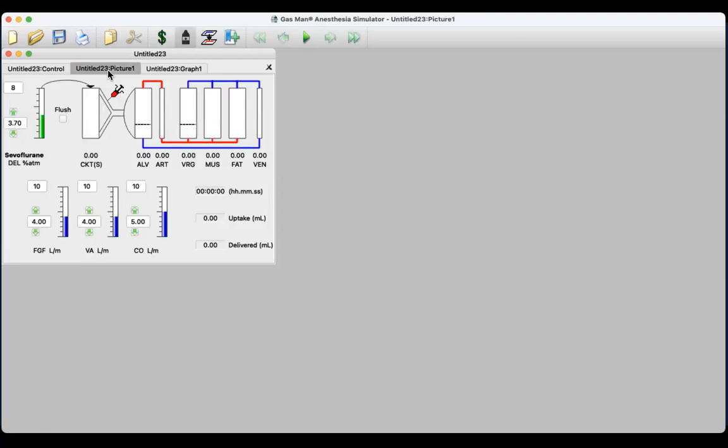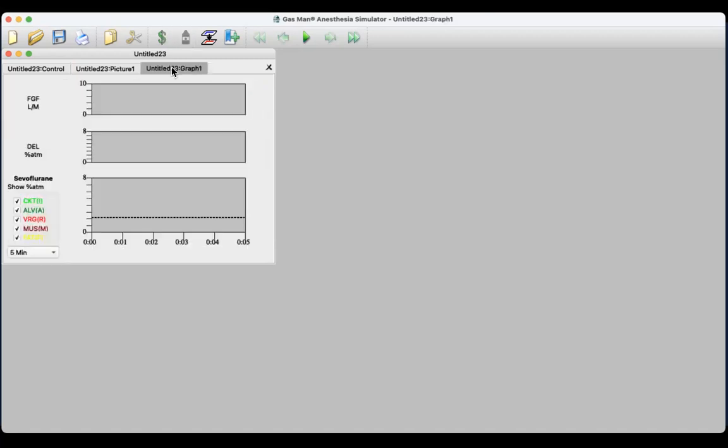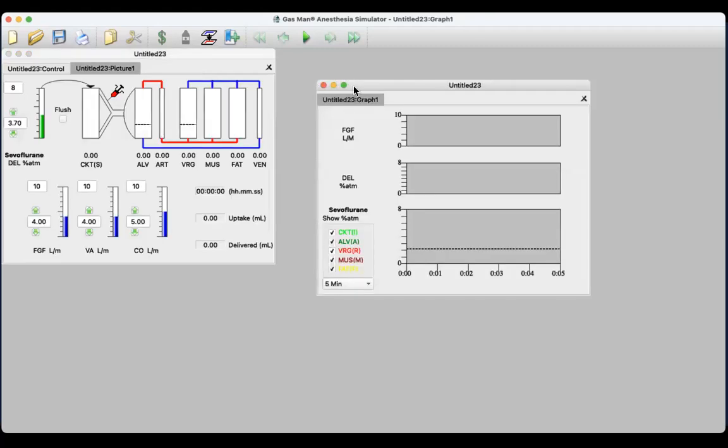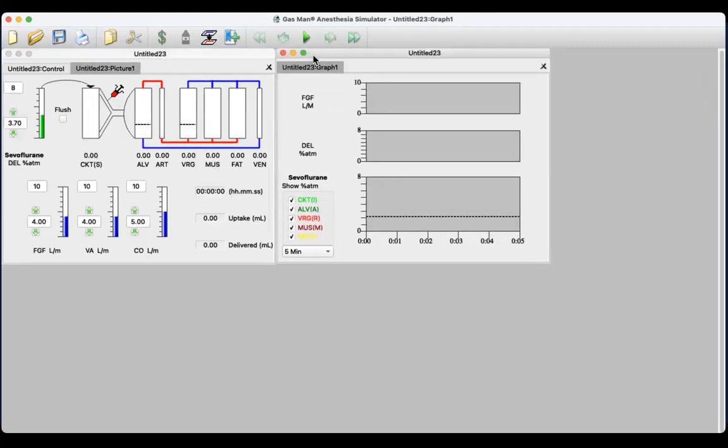The Gasman picture is just as I showed before. And the Gasman graph depicts what has happened, and I can drag that tab over here and hold it next, and therefore be ready to show what goes on during an anesthetic. In this case, I've chosen a semi-closed circuit.